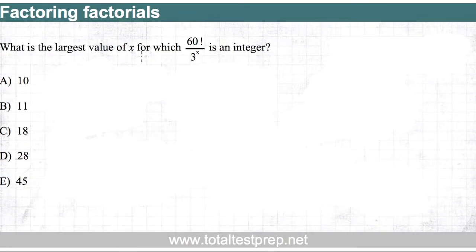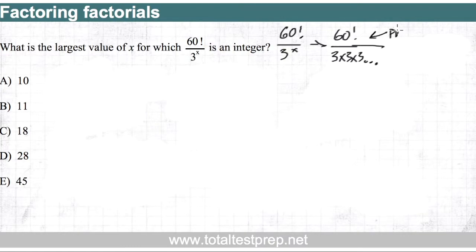What is the largest value of x for which 60 factorial over 3 to the x is an integer? So again, we have 60 factorial over 3 to the x, and we have this enormous number up top, and we want to know how many 3's we can put on the bottom. In order to answer that, we have to figure out how many 3's are up top in 60 factorial, and so we need to prime factor the factorial.